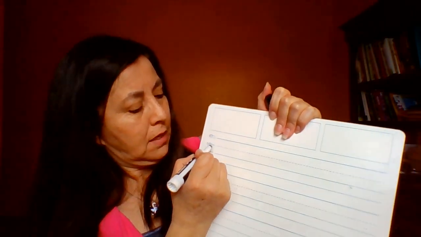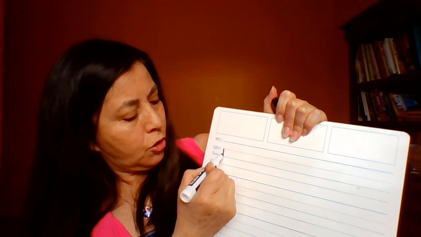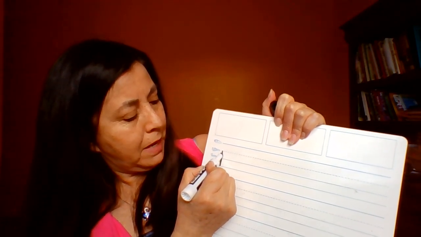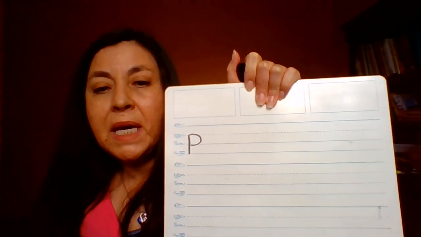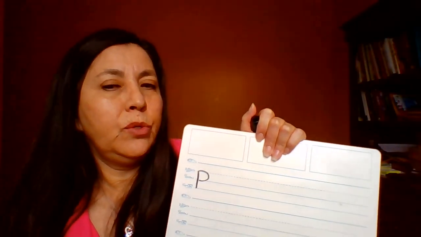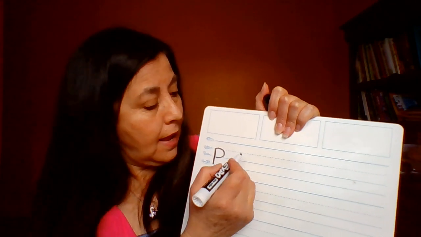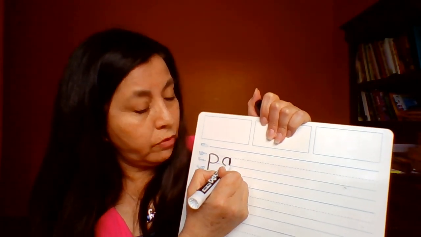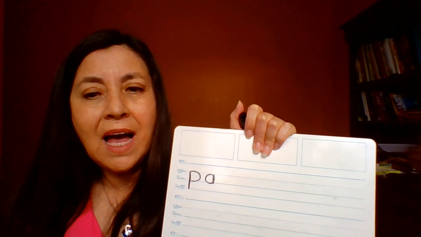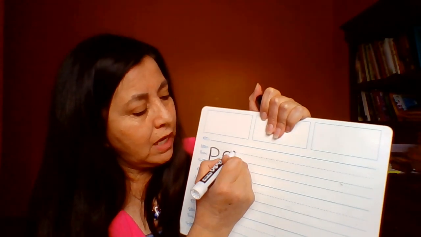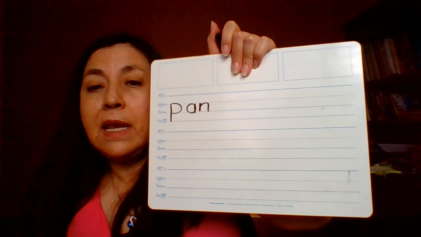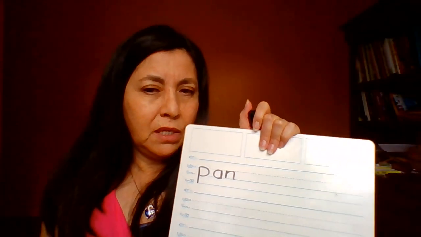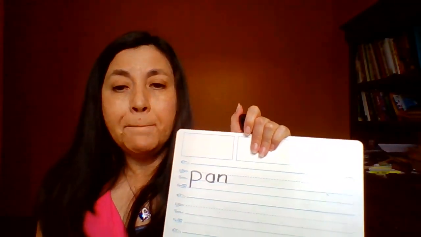Let's think. We're going to do pan. So let's write it. So remember we said plain line, go to the worm line, trace back and around. Now, what letter do I write? A, because A has two sounds. Pan. So I write letter N. Pan. I know another word that begins with the same letters. Panda.